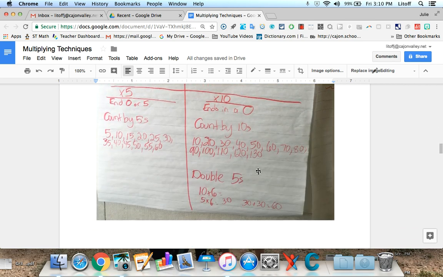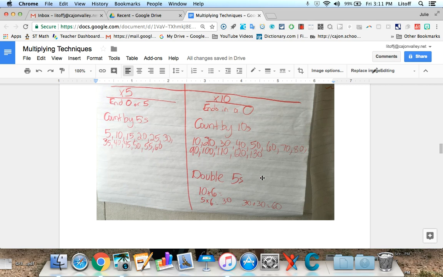5's and 10's are one of the easiest ones. They always, for 5's, end in a 0 or a 5. So if you ever get a product, which is an answer to a multiplication problem, that does not end in a 5 or a 0, when multiplying by 5, you know it's wrong. And of course, counting by 5's is fairly easy. 10, the answer or product, always ends in 0. So you can just count by 10's.